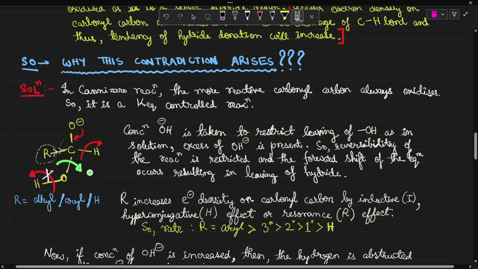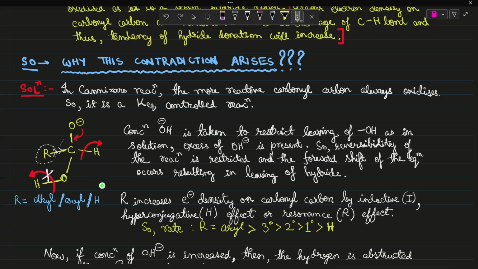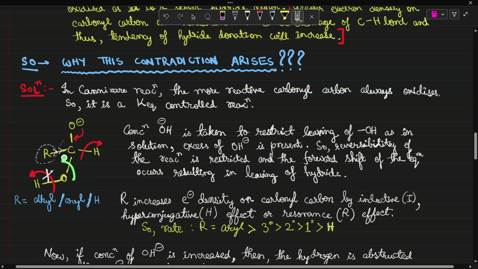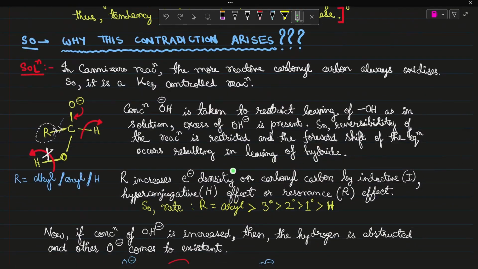But why does it not happen here? Because the excess of OH minus present in the solution does not allow more OH minus to leave into the solution. So this path is blocked. That is why the only chance left is the leaving of the hydride here. So reversibility of this reaction is restricted, as I said, and the forward shift of the equilibrium occurs, resulting in leaving of hydride.